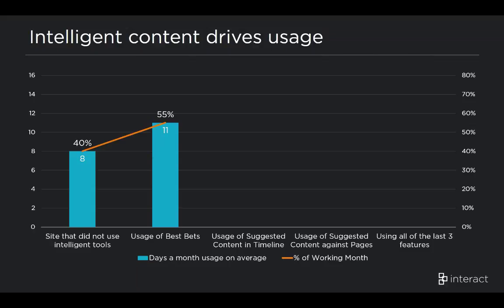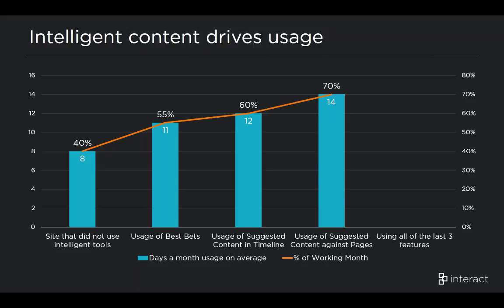Now, if they use the concept of a best bet, which is very much like a sponsored link within the search results, driving those critical results to the top of the page, very much like a Google sponsored link, you had a big jump. You had a lot more credibility and relevance with the search, so people were more likely to come back. Usage jumped to 11 working days a month, or just over half. If they used suggested content within a timeline, we see a little bit of an increase again, to 12 working days a month. Or if you use suggested content against other pages, very much like you might see on Amazon, where if you are looking at a certain product, Amazon might suggest a similar or complementary one, Interact works in much the same way.